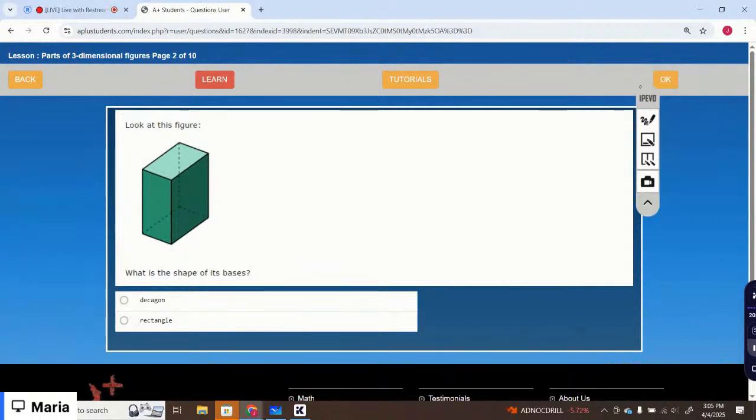Look at this figure. What is the shape of its bases? The shape of the base is rectangle. Option number two is the correct option.